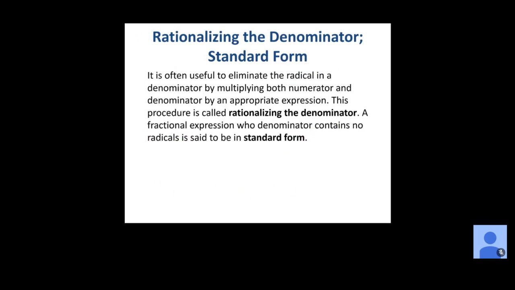All right, and then finally, rationalizing the denominator. So it's often useful to eliminate radicals in a denominator, and to do that, we're going to multiply the numerator and denominator by some expression. Okay, so it's going to vary depending on what the original fraction was. Okay, we're going to multiply by something to try to eliminate the radical that's in the denominator.